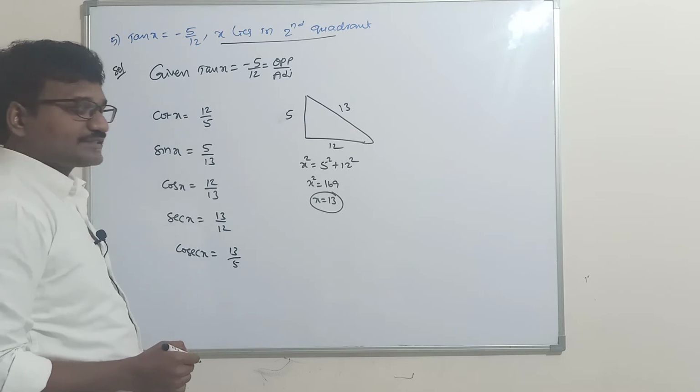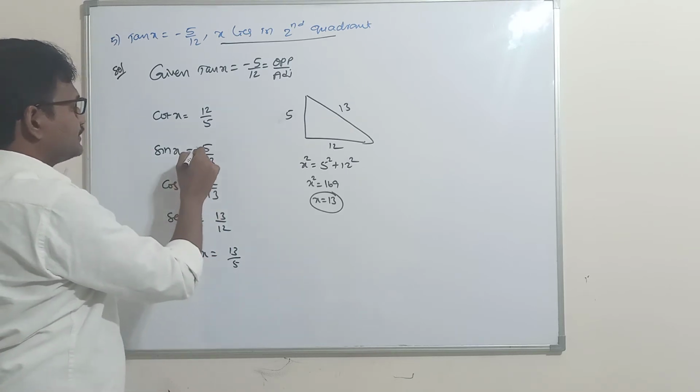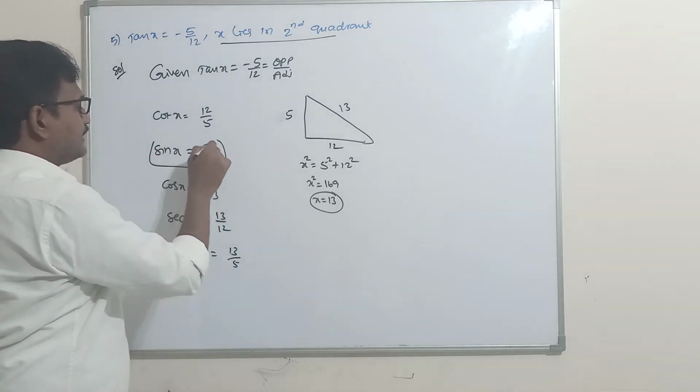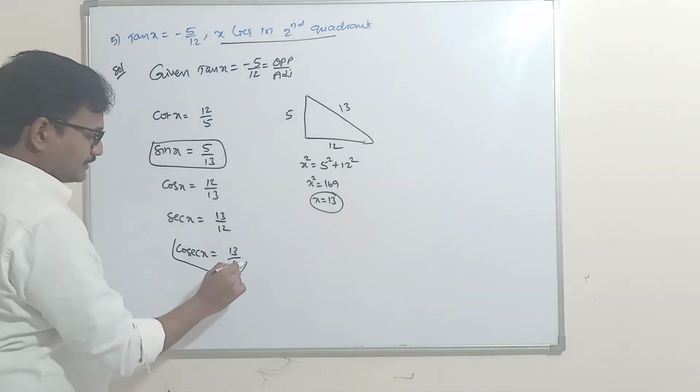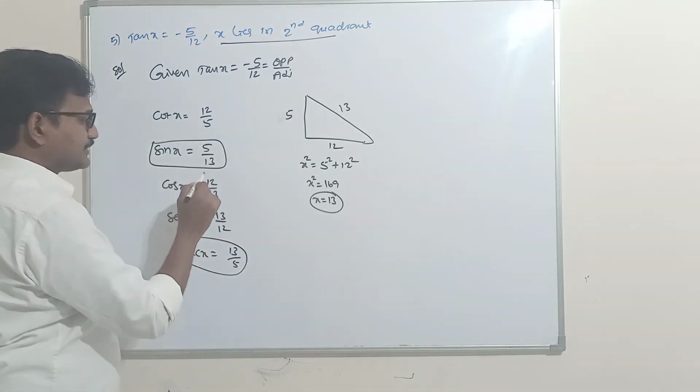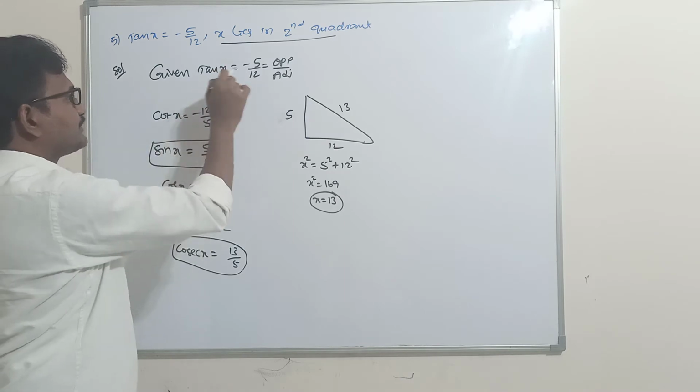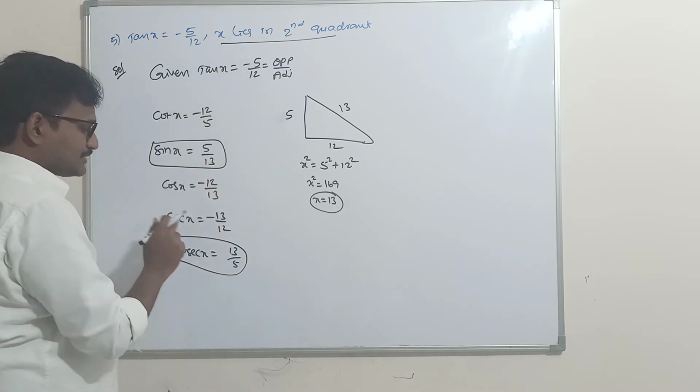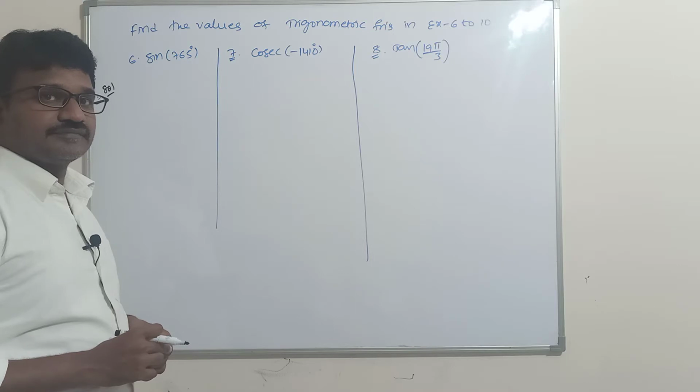So here x lies in the second quadrant. In the second quadrant, sin and cosecant are positive. This sin x and cosecant x are positive. The remaining trigonometric functions are negative.